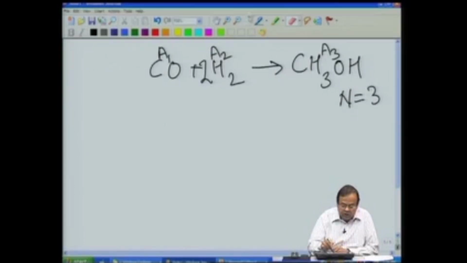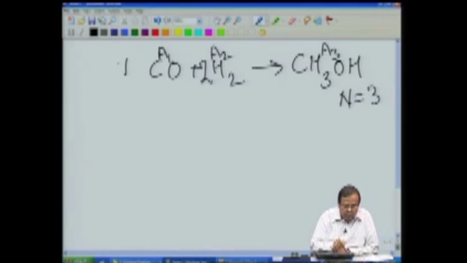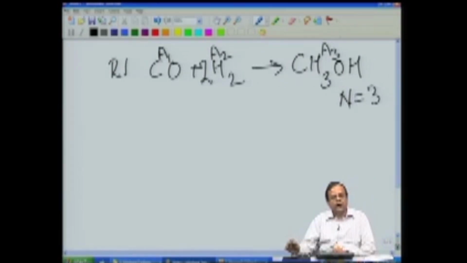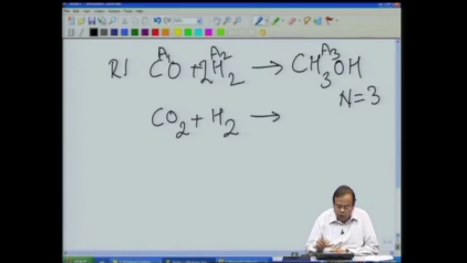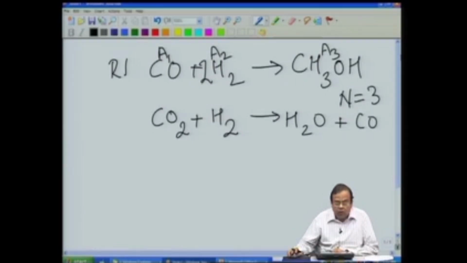I am going to call this reaction 1, and since it is a reaction, I am going to just call it R1. Now, let us say that in this reacting mixture there was some CO2 present in the reactor, and if that was present, then there is a possibility that CO2 also may react with hydrogen, giving rise to water plus carbon monoxide. Now, this is my second reaction.